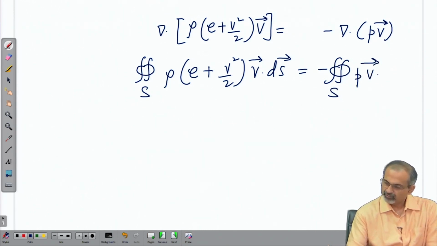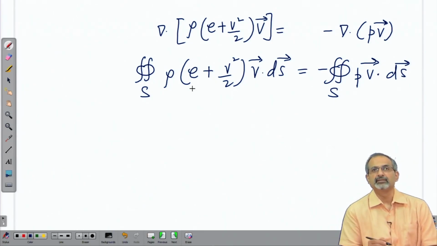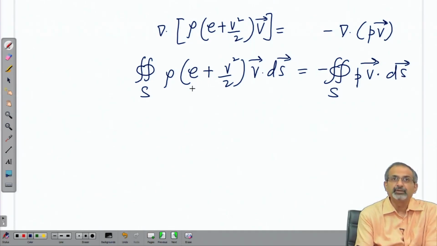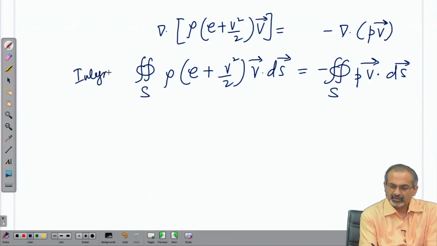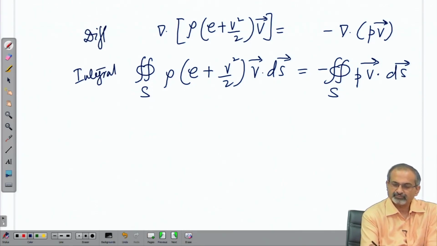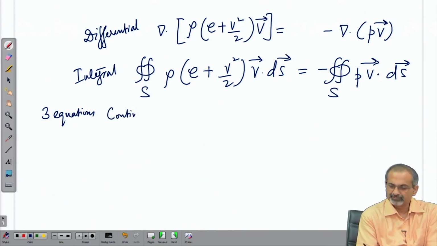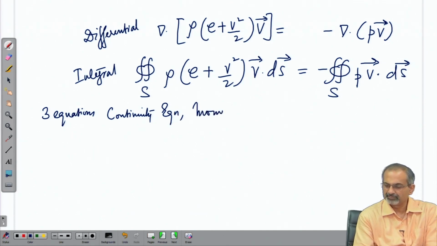That is, we did two simplifications. One is that we considered steady flow, the other is that we considered that there is no heat exchange, that means it is an adiabatic flow. If we do that, then these are the two forms. So, this is the integral form, the other is the differential form. Now, what have we derived? We have derived three equations till now. One is the continuity equation, the other is the momentum equation, and the third is the energy equation.